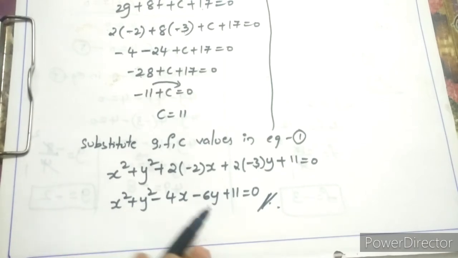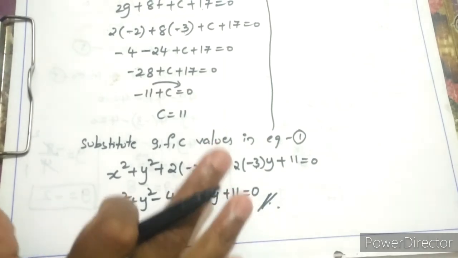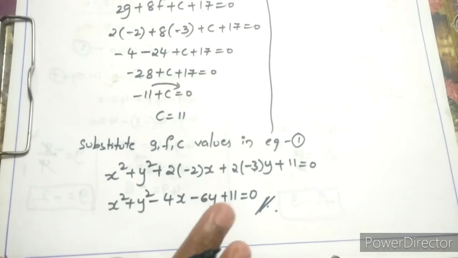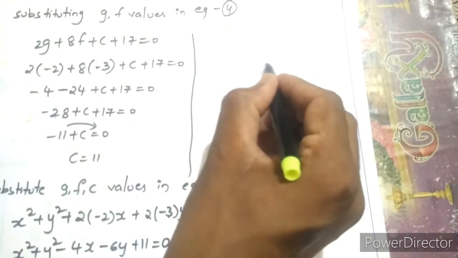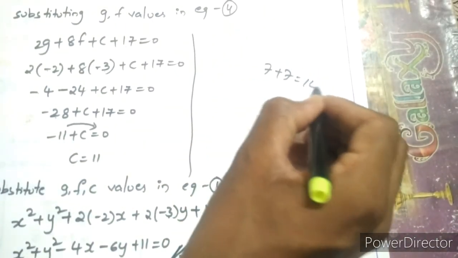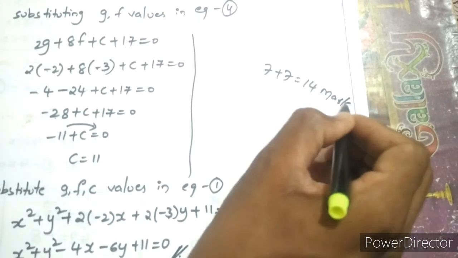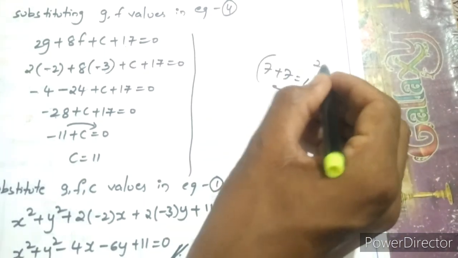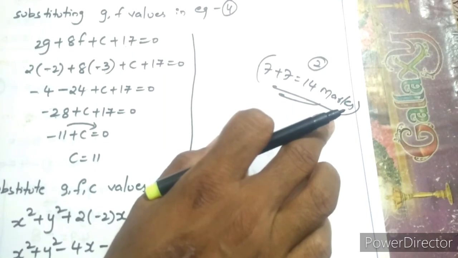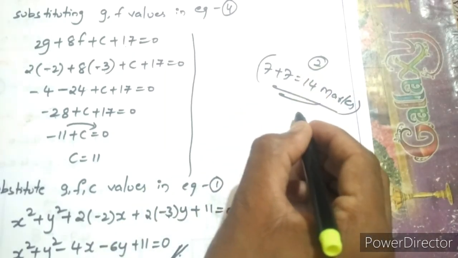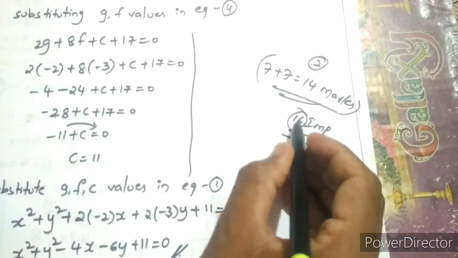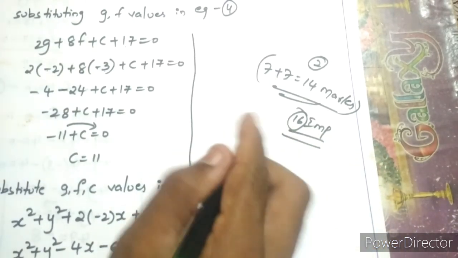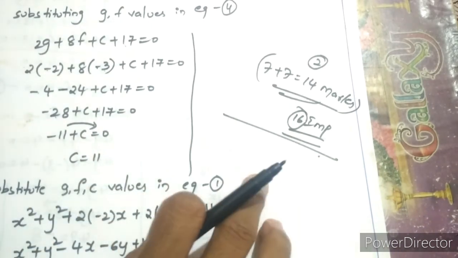So like this we have to do the remaining similar problems. These are the 7 marks problems which are very important for the circles. So from the circles we are getting 7 plus 7, totally 14 marks. We are getting 7 marks problems, totally 2. So these are very important problems. So totally we have 16 important questions in this circles chapter. So I'll explain each and every problem clearly.